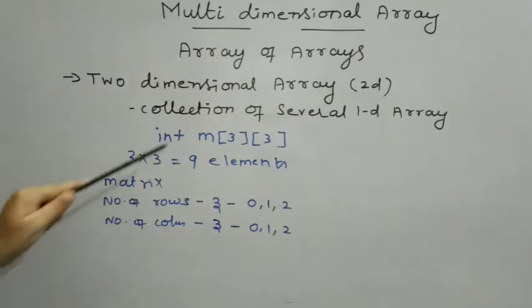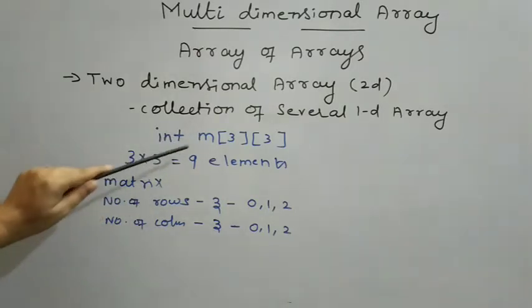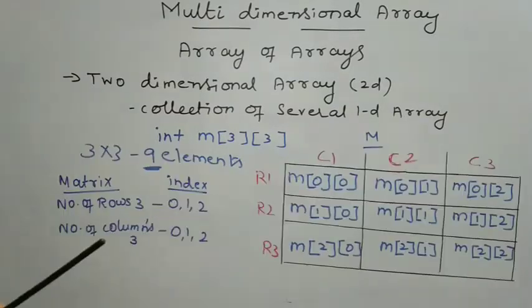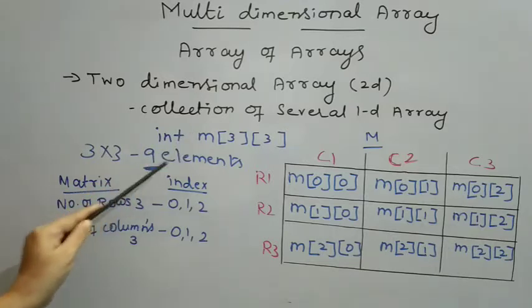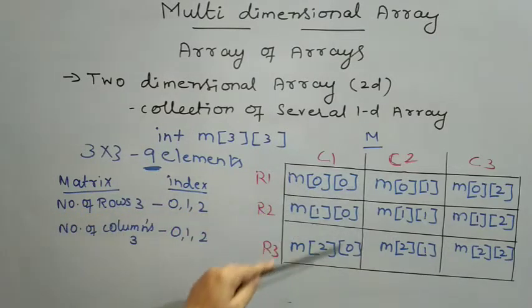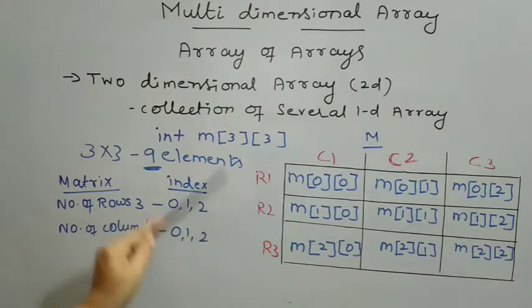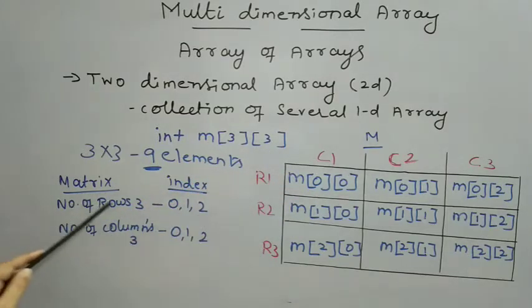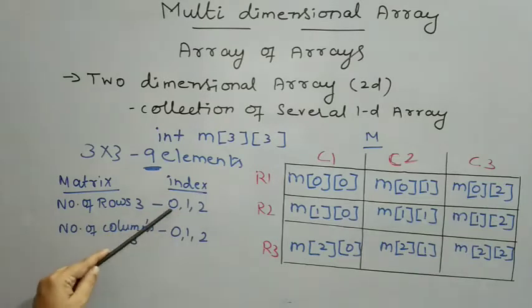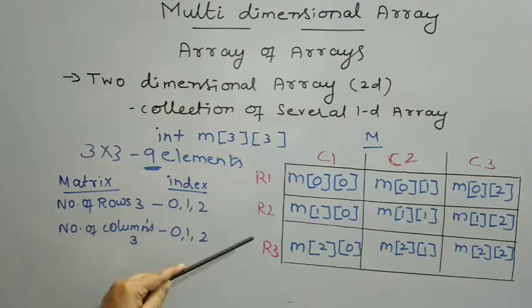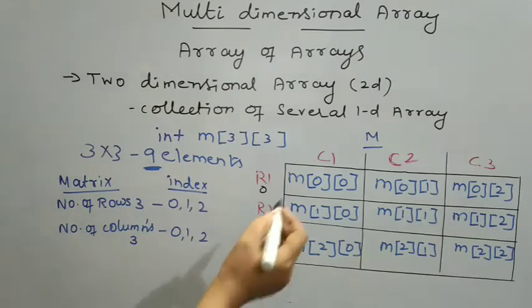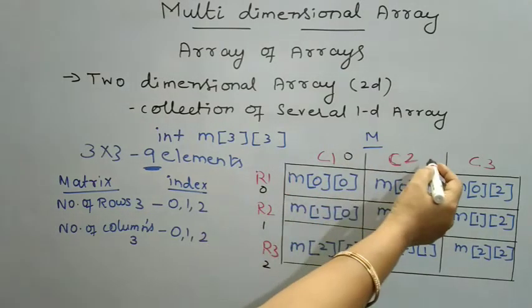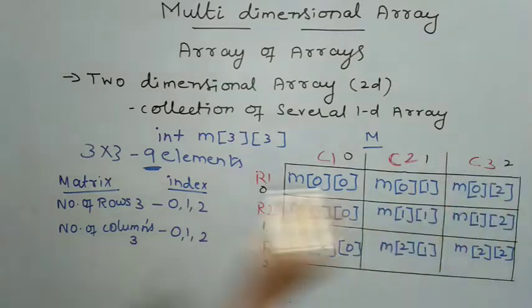So how do we access an individual element in this array? Totally we have 9 elements in this two-dimensional array M, and the 9 individual elements are represented like this. We have 3 rows and 3 columns. The index position of row 1 is 0, row 2 is 1 and row 3 is 2. Then the index position of column 1 is 0, column 2 is 1 and column 3 is 2.